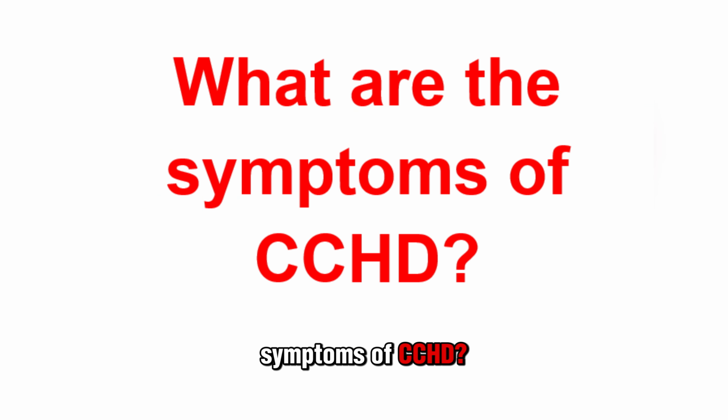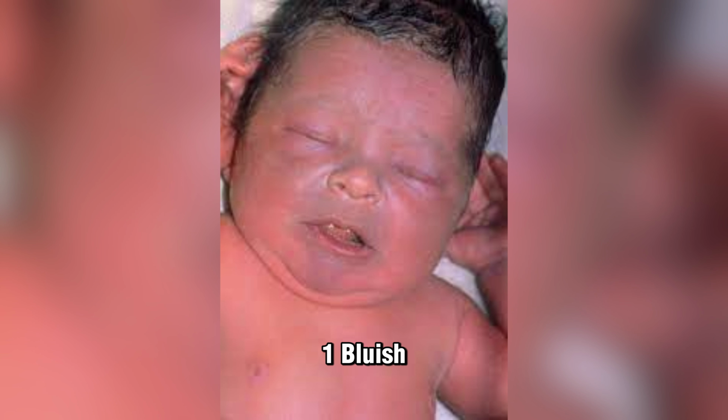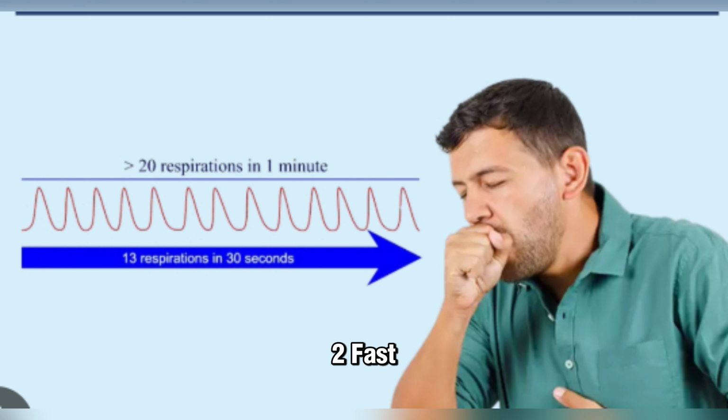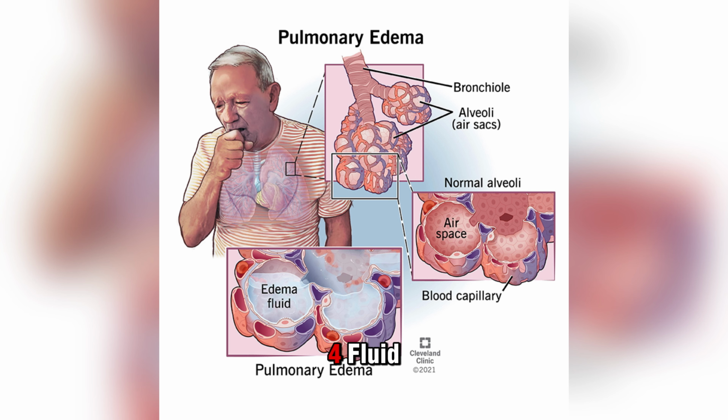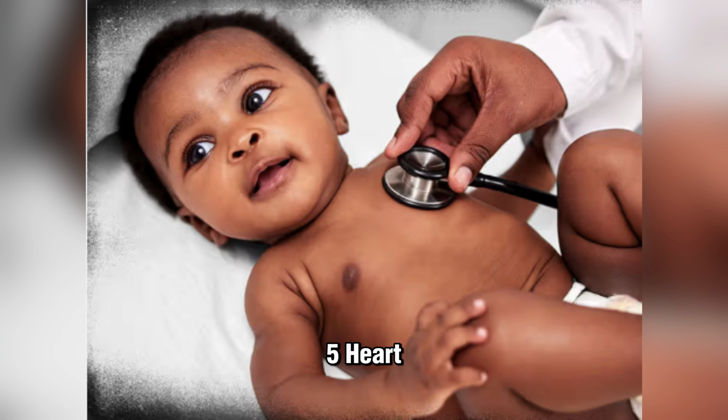What are the symptoms of CCHD? Signs of CCHD usually appear in the first few weeks of life, but may not be noticed until childhood. Symptoms include 1. Bluish or purple skin, or cyanosis. 2. Fast breathing, or tachypnea. 3. Fast heart rate, or tachycardia. 4. Fluid in the lungs, or pulmonary edema. 5. Heart murmur, or whooshing sound heard through a stethoscope when your heart beats.